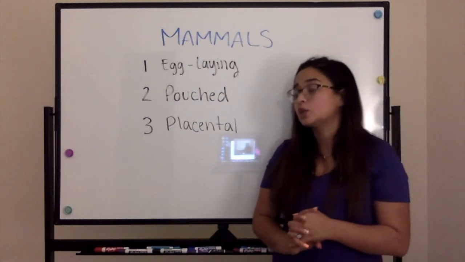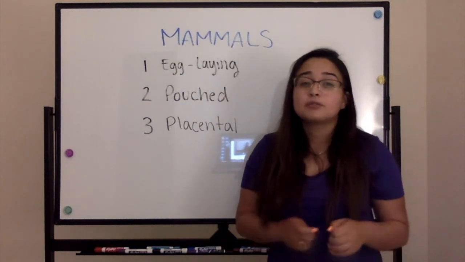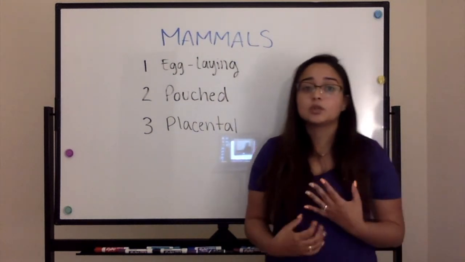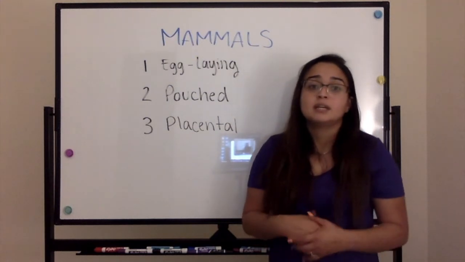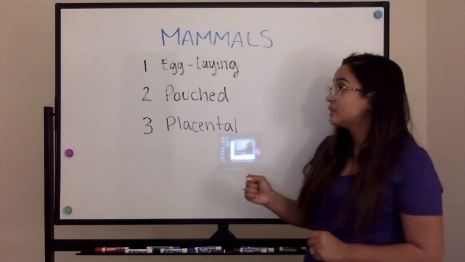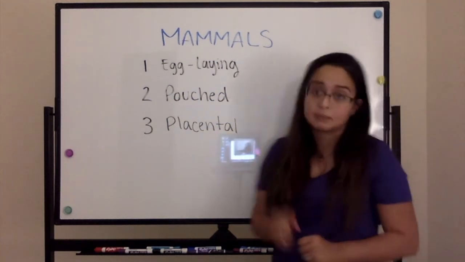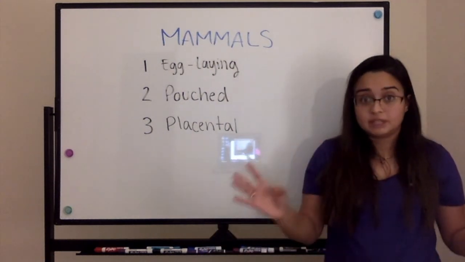And so they birth their children, but they are not fully developed. So they finish their development in their mother's special pouches. So that is a pouched mammal. And then we have the placental mammals. Now that's every other mammal, which is the majority.